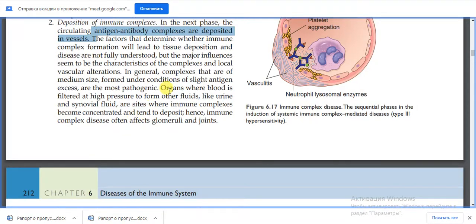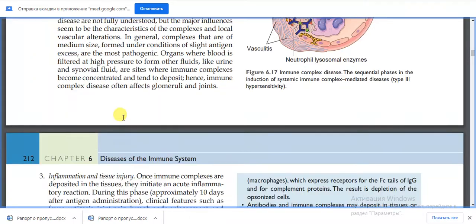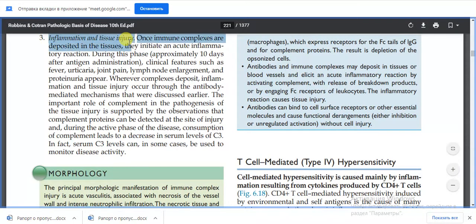Okay, let's see. Organs where blood is filtered at high pressure to form other fluids like urine and synovial fluid are sites where immune complexes become concentrated and tend to deposit. Hence, immune complex disease often affects glomeruli and joints. So you see, deposition of immune complexes might be present everywhere, but predominantly when high pressure is present. This is synovial fluid and kidneys usually. That's why some autoimmune diseases affect first of all kidneys and joints. Okay, and the third one is inflammation and tissue injury.